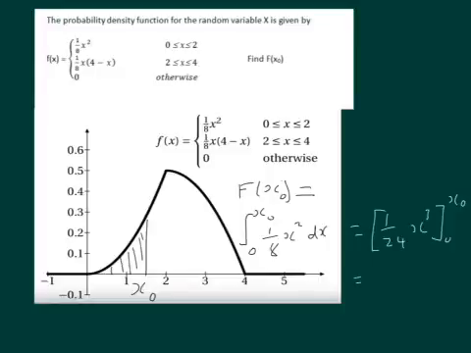So we slot that in and we get 1/24 x naught cubed minus nought, which is obviously that. So this expression that we've got here is the answer for F of x naught when nought is less than x is less than 2. Now we need to do the same for the second part, so we'll go on to another slide.